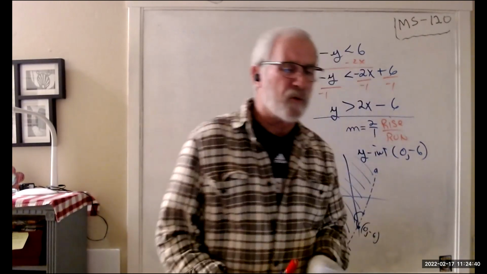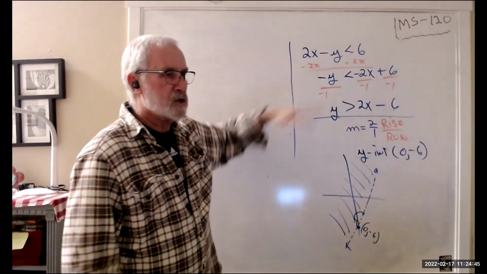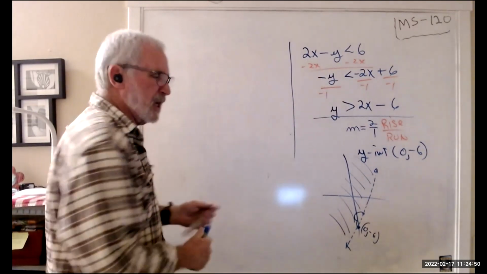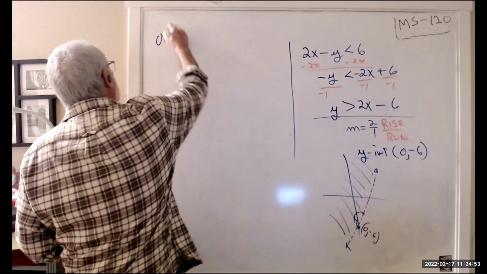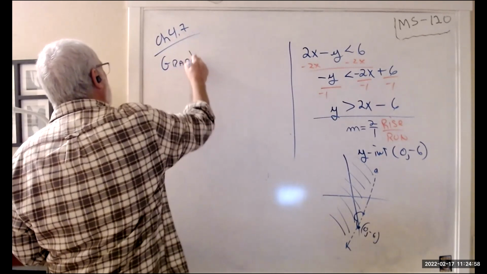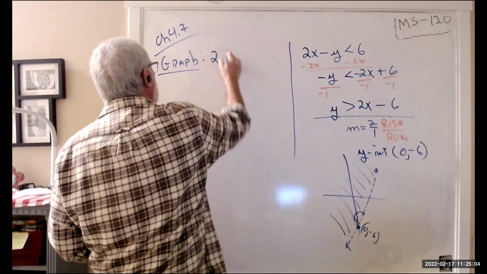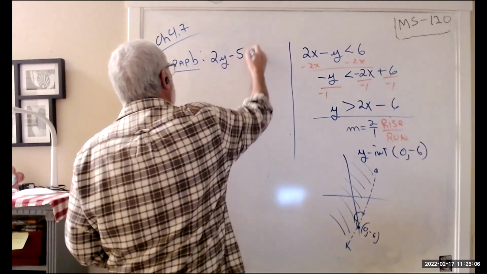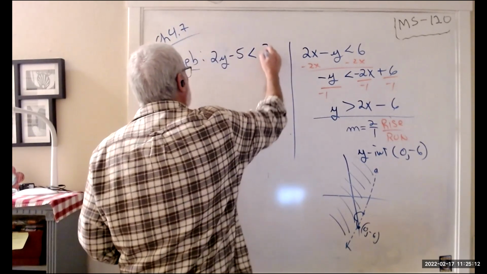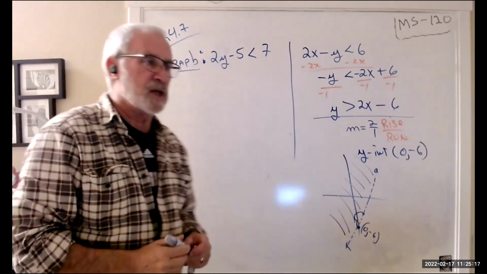Still talking, this is chapter 4.7. I'm sorry, if you want to go back and retitle this, the graphing of inequalities, we've gone on. This is chapter 4.7. I'm just kind of reviewing and extending a little bit. Okay, so I want you to graph this one: 2y minus 5 is less than 7. And that is not a mistake. So I'll pause while you think about it.